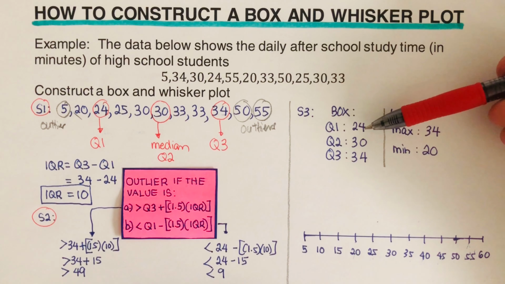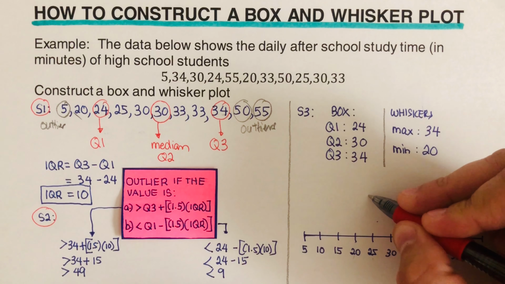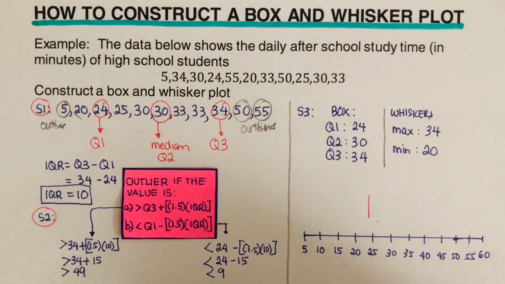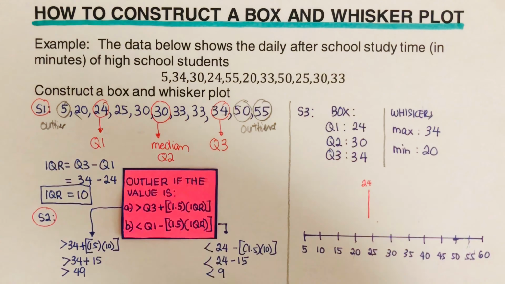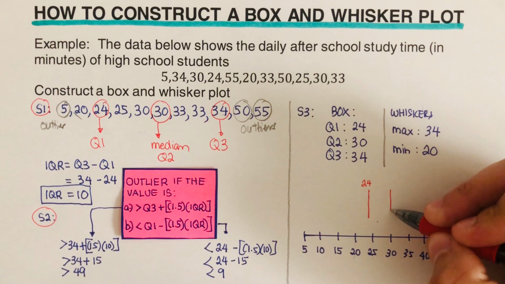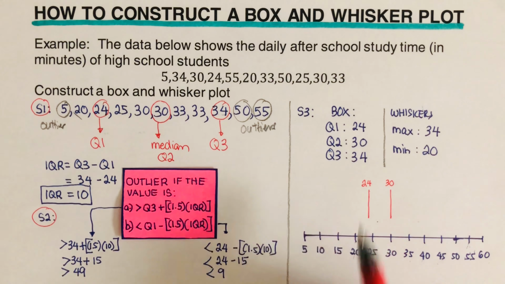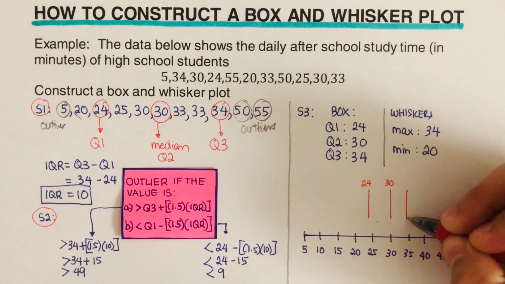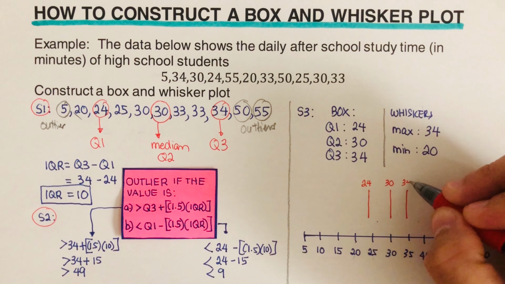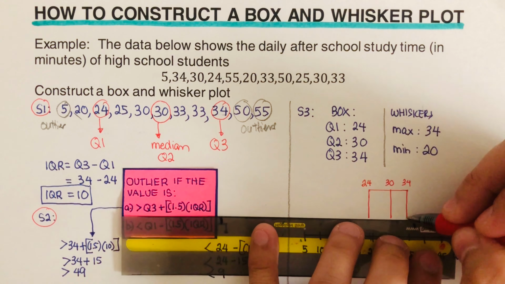So Q1 is at 24, so we can approximate it to be somewhere around here. So I can draw a vertical line right here, and I can label this as 24. And then another line would be on 30. So I'm gonna label this as 30, that's the Q2, so that is 30 right there. And another vertical line is 34, so it's less than 35. So I'll put that somewhere around here, less than 35. So this is 34. So then I can go ahead and create the box. So this is our box.